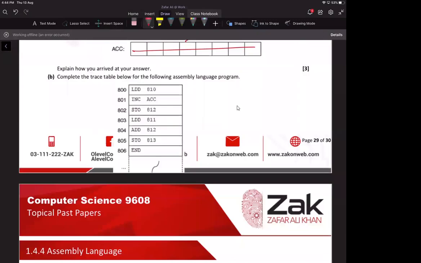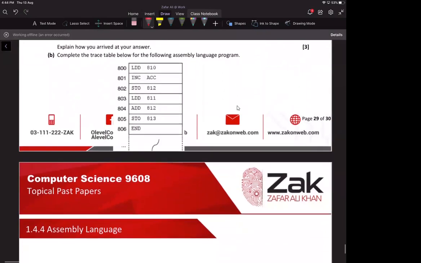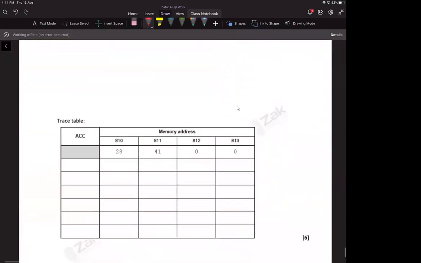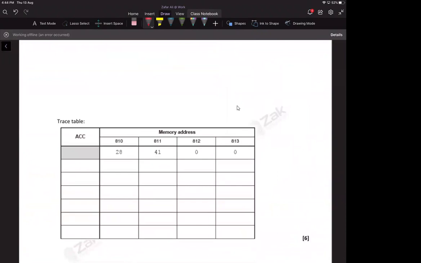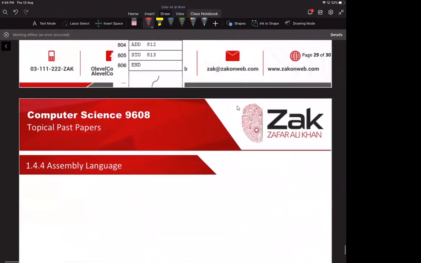So the practice of the past paper is going on. Let's see part B. Complete the trace table below for the following assembly language program, LDD810. So what is at 810? 28. This 28 will be loaded to accumulator. This is load direct to accumulator.